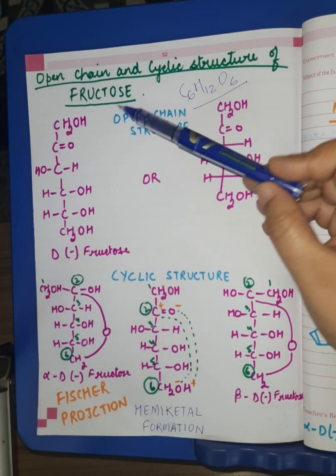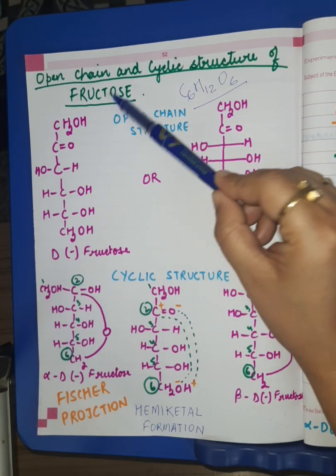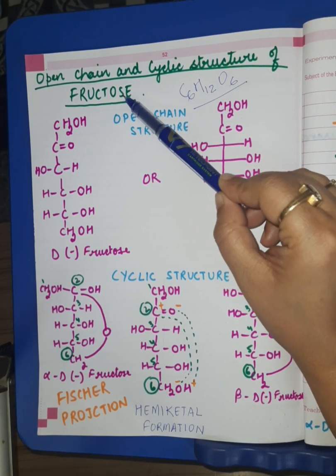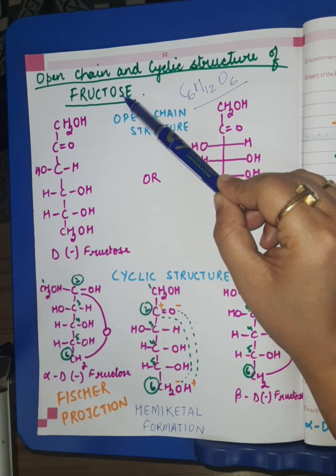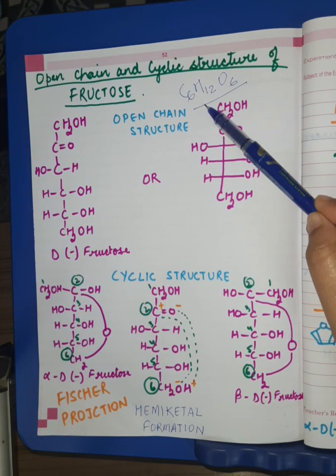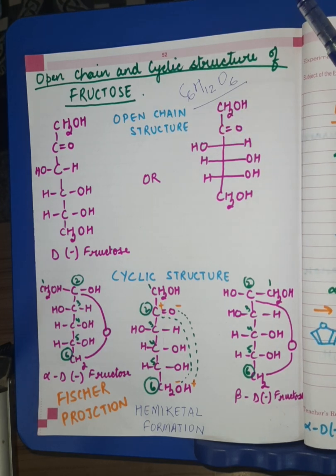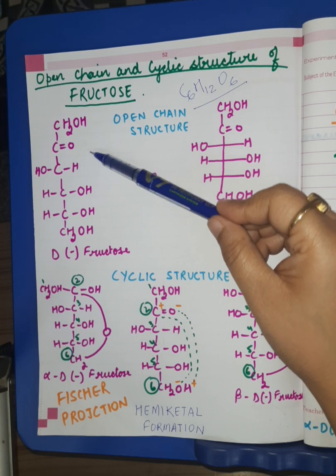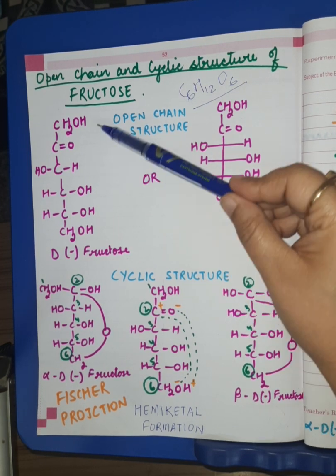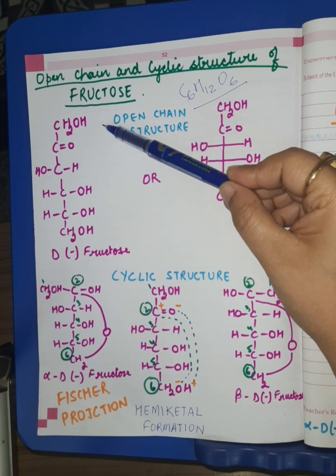In this video, I'm going to teach you about the open chain and cyclic structure of fructose. As we know, fructose and glucose are functional group isomers of each other. They share the same molecular formula, but they have different functional groups. In glucose, the first carbon is an aldehydic carbon, but in fructose, the second carbon is a ketonic carbon. So here we have first the open chain structure of fructose, which is represented here.